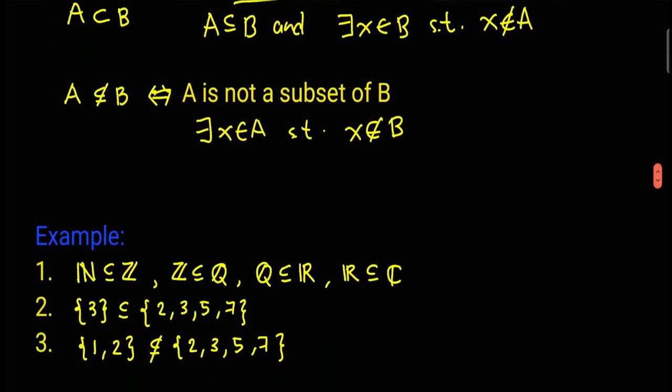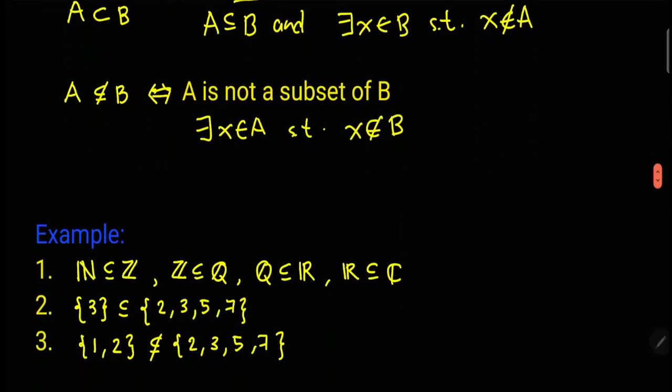Several simple examples: N is a subset of Z. So the set of natural numbers is contained in the set of integers. Similarly, all integers are rational, so the set of integers is contained in the set of rational numbers. Now, all rational numbers are real numbers, so Q is a subset of R. And since all real numbers are complex numbers, R is a subset of C.